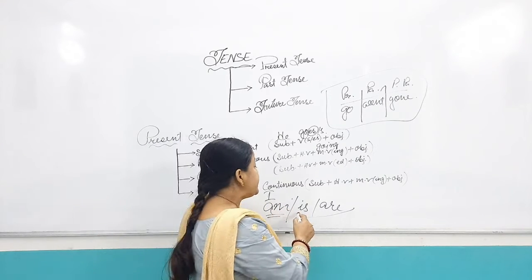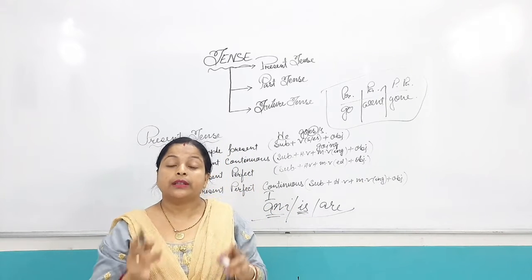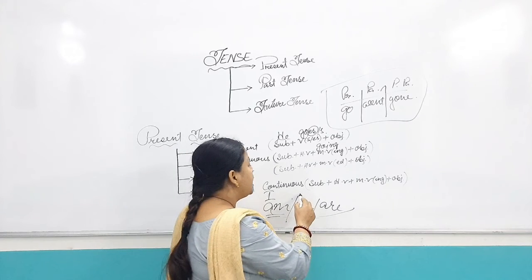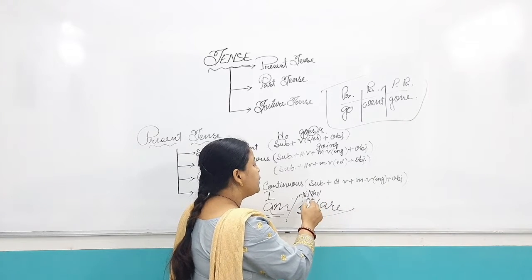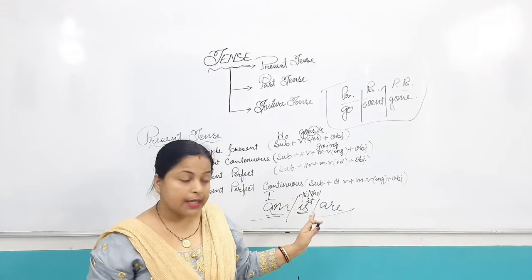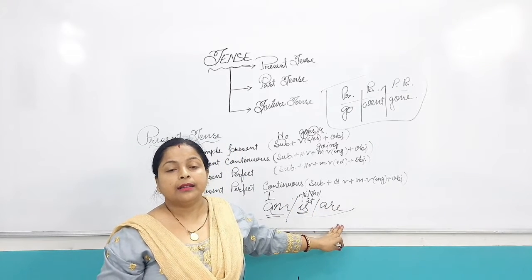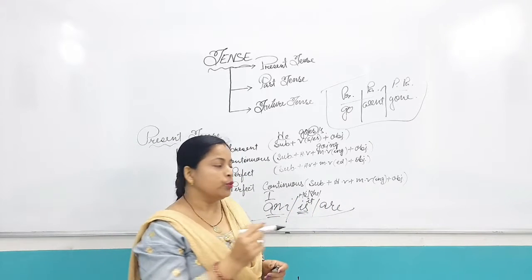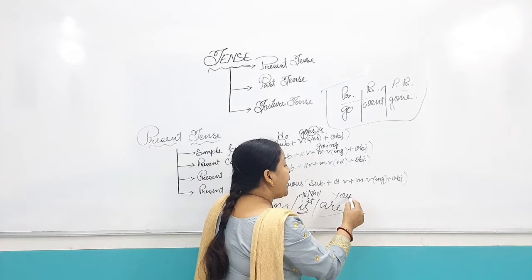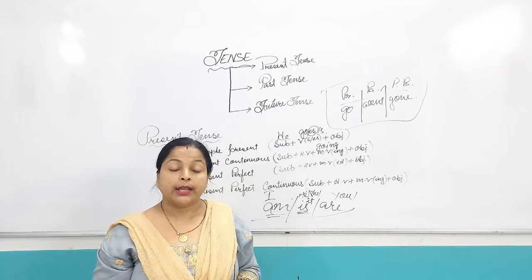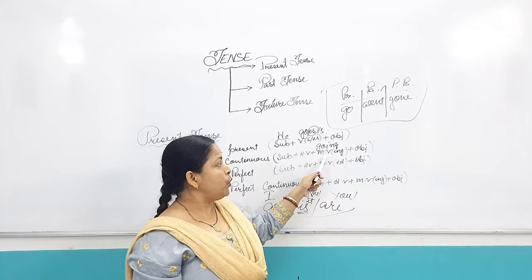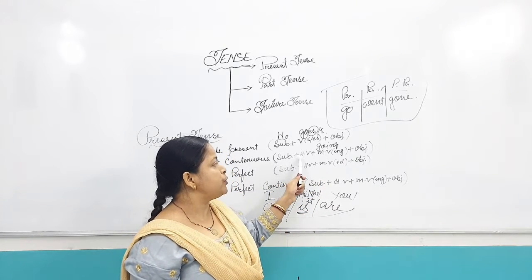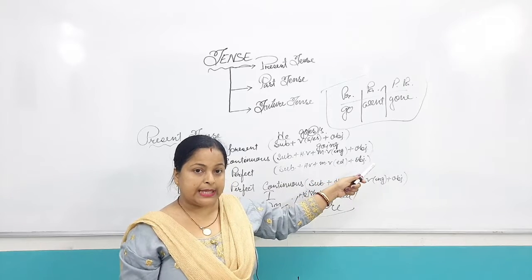Is is used with third person singular number, like he, she, it. With them we will use is. And are will be used with you, second person, and third person plural number, like they. So we came to know which helping verb we should use in present continuous tense.